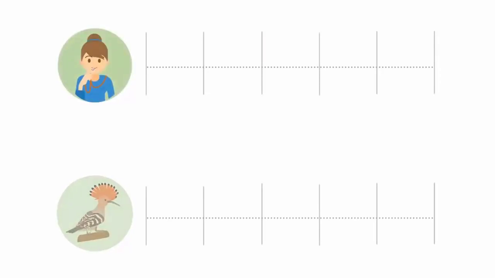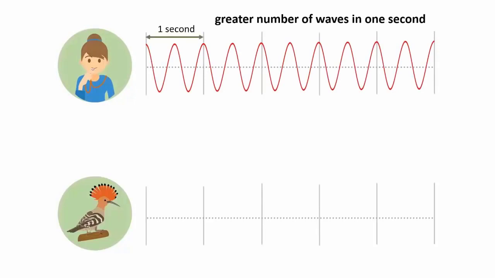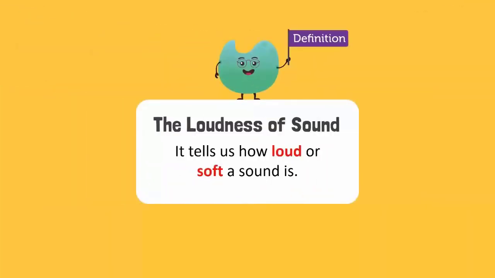Let's consider two more examples: blowing of a whistle and call of a cuckoo bird. Which of these two actions will produce a higher pitch? In the case of blowing a whistle, a greater number of waves pass in 1 second. Look at the picture: a greater number of waves. It means that it has a higher frequency, which results in a high-pitched sound. In the case of a cuckoo bird, however, a fewer number of waves pass in 1 second, resulting in a low-pitched sound.